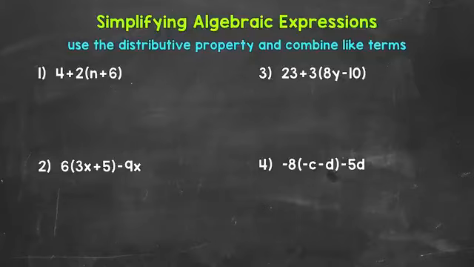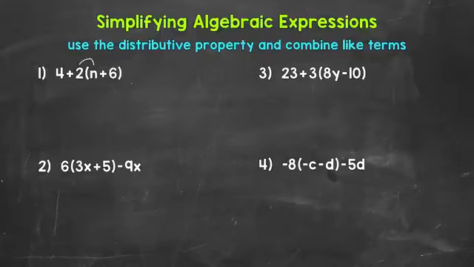Let's jump into number 1, where we have 4 plus 2, and then in parentheses, n plus 6. Now, since this expression has parentheses, we need to start there. Do not do 4 plus 2 first. We still need to consider the order of operations. Within the parentheses, we have n plus 6. n and 6 are unlike terms, so we can't combine those terms. What we can do is use the distributive property to remove the parentheses, and then we can look to combine like terms to simplify the expression further.